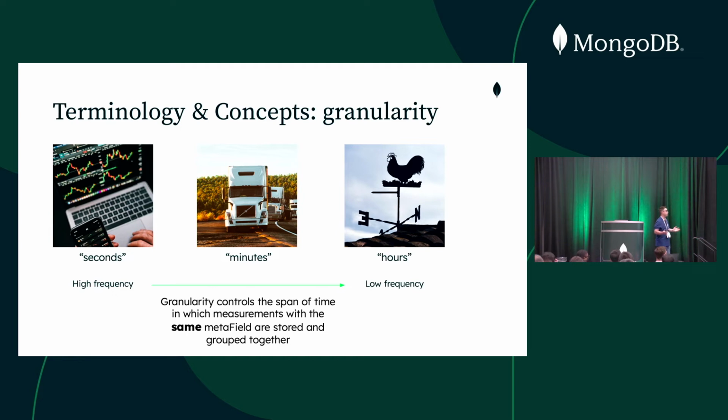The easiest way to think about this at a high level is: what is your ingestion rate as it relates to your metaField? So if you have 10,000 sensors, and on average sensor 1, 2, 3 is only inserting data every couple of minutes, but every second you're getting data from some sensor, that's actually not high frequency as it relates to the value options here, when it comes to the actual metaField insertion rate. At a deeper level, which we'll expand upon, granularity ultimately controls the span of time in which measurements with the same metaField are stored and grouped together.